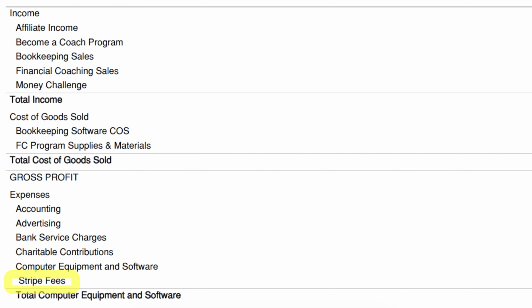The next big line item on my profit and loss is computer software and equipment. And I also have a subcategory under this for Stripe, which is my credit card processor. And as you can imagine, this category is a biggie for any online business. A couple of recurring subscriptions in this category. I do pay for Canva Premium, which is $120 for the year.